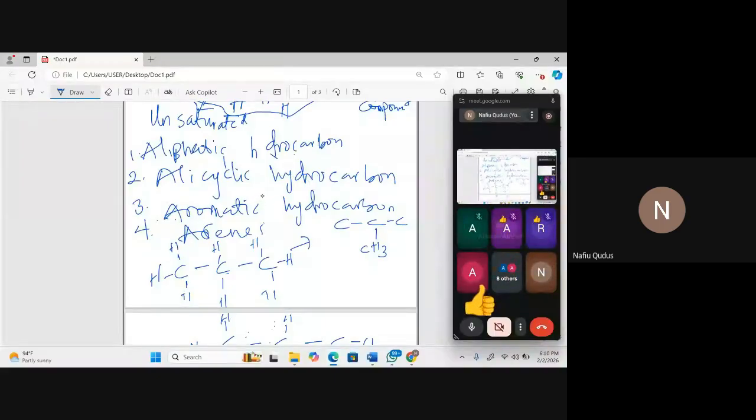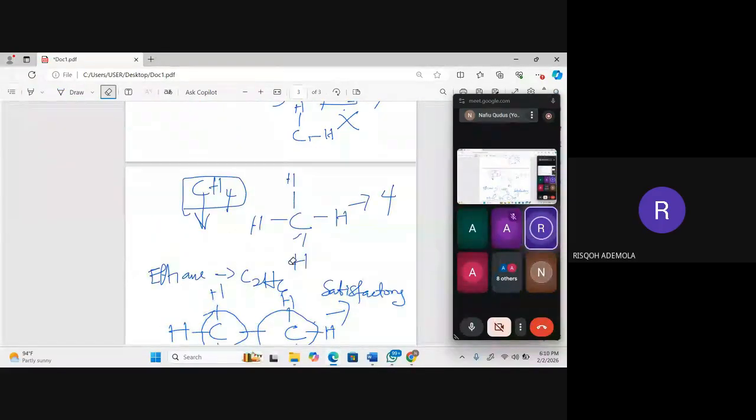Now, the second one is alicyclic. When we have alicyclic compounds, they are hydrocarbons that are formed in rings. So we form them in rings. That's why we call them alicyclic.